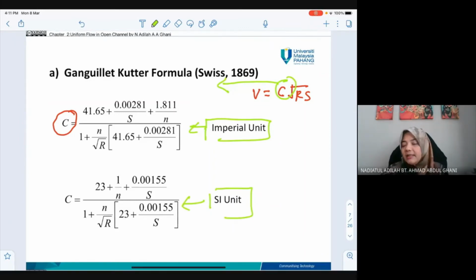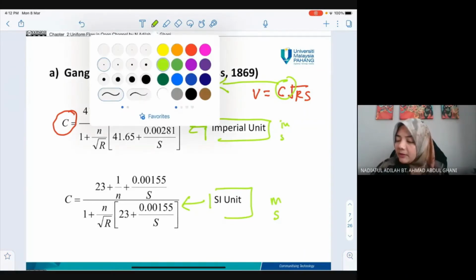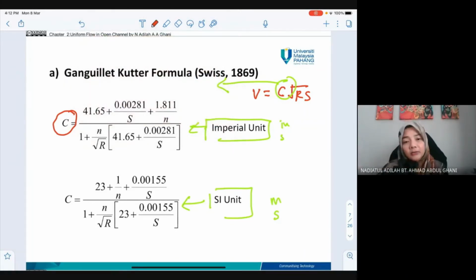Okay, SI unit ni yang meter, second. Kalau imperial unit, inch, second, yang length tu dalam inch. Kalau dalam meter is SI unit. Alright, so maksudnya you kena understand soalan tu given dalam imperial unit or SI unit. Kalau SI unit, refer yang bawah. If in imperial unit, refer yang atas.